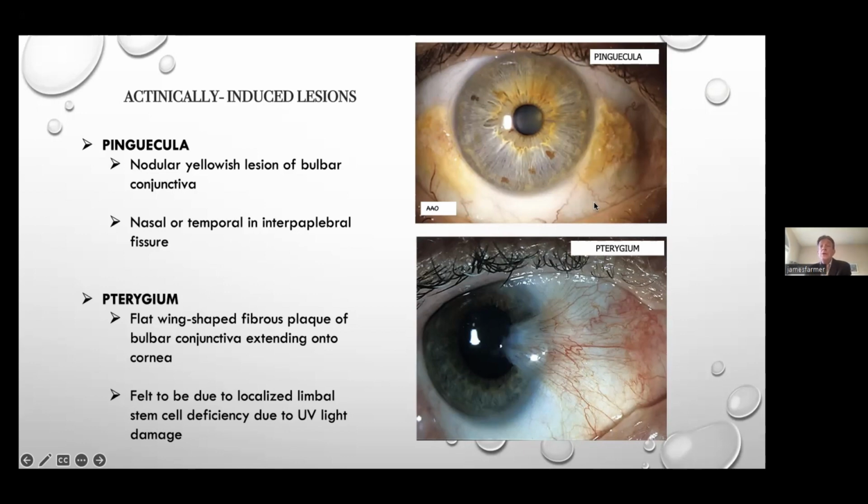The difference between the two lies in these things I was telling you about before called the limbal stem cells. The limbal stem cells form a bit of a barrier to things getting from the conjunctiva onto the cornea. But because of the actinically induced damage to the limbal stem cells, they fail and the conjunctival tissue is able to grow onto the corneal surface. It creates irregular astigmatism and loss of vision the closer it gets to the visual axis, which is the center part of the pupil. So these are not uncommonly removed.